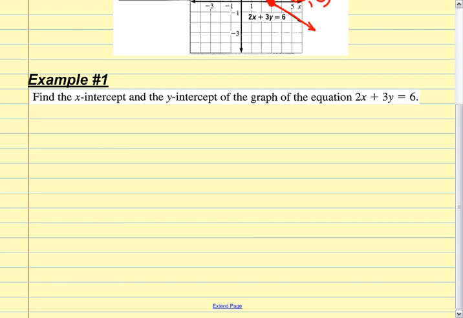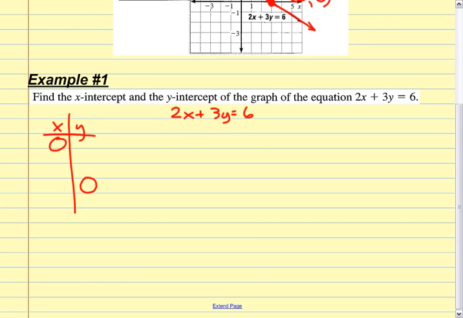Now, they didn't ask us to graph it. They just said find the intercepts, right? We may graph it because we probably have some time. It's pretty quick. Okay? But here's the equation. 2x plus 3y is equal to 6. I usually make a little table of values here. You don't need it. And I put a 0 in for x, and I put a 0 in for y.